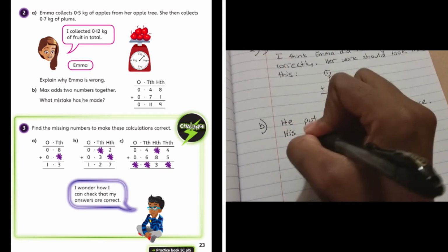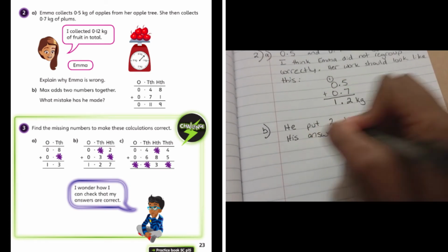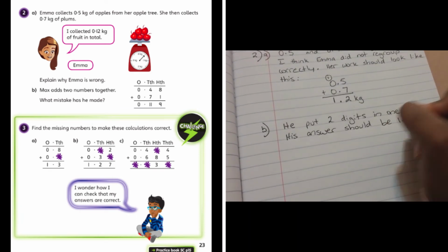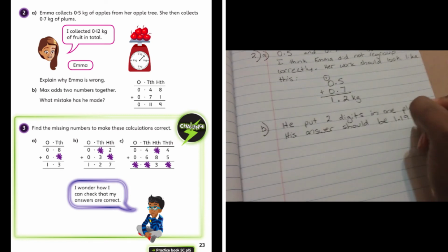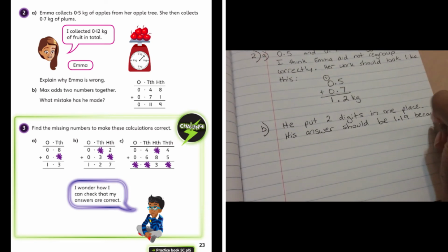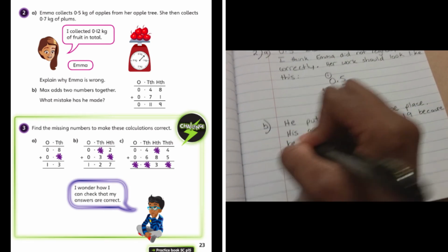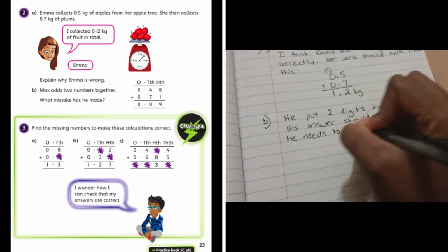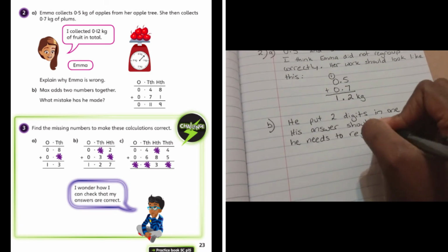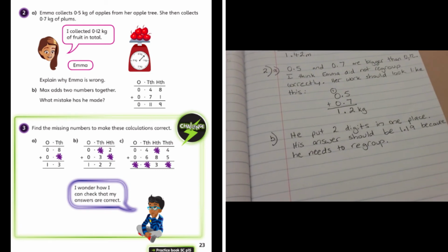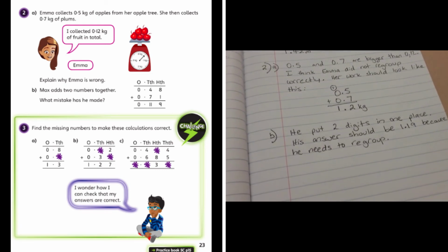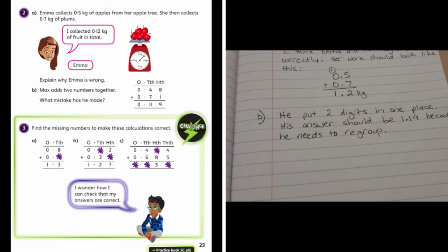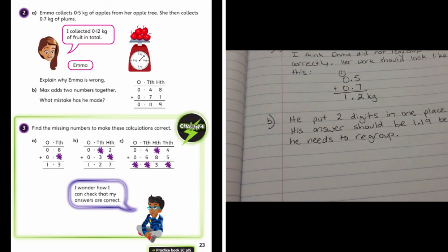His answer should be 1.19 because he needs to regroup. So when he should have carried over that 1 from the 11, well actually the 10 from the 11, would have gone to the ones place, and then his answer would have said 1.19.